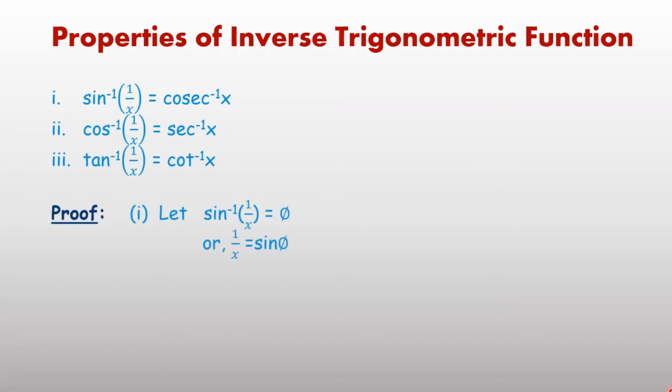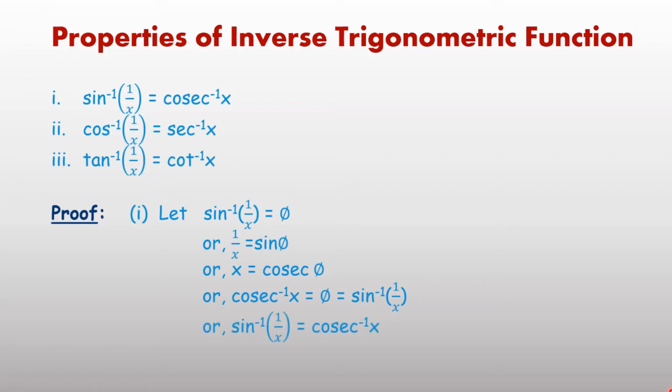Proof of first identity. Same process, let sin inverse 1 upon x equal to phi. 1 upon x equal to sin phi. x equal to 1 upon sin phi or x equal to cosec phi. Or cosec inverse x equal to phi. And put the value of phi, we will get cosec inverse x equal to sin inverse 1 upon x or sin inverse 1 upon x equal to cosec inverse x.